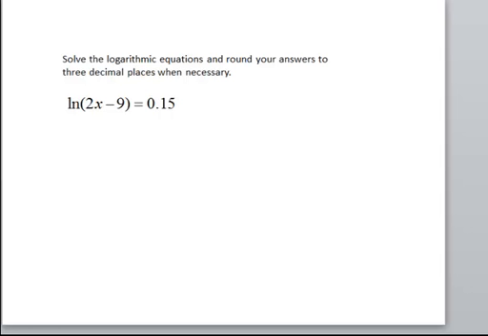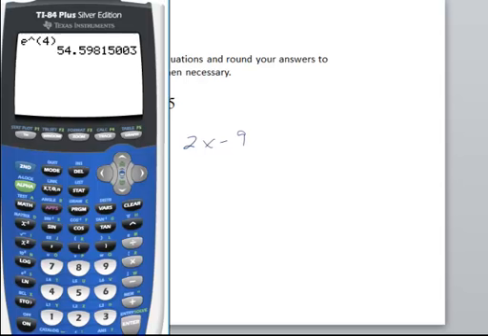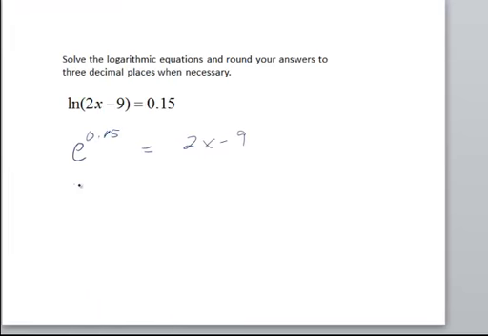So I still have my log is equal to a number. I'm going to use my log rule. So e raised to the 0.15 is going to be equal to 2x minus 9. Now e to the 0.15 is a real number, so let me compute that quantity. I have e raised to the 0.15 gives me 1.1618. So 1.1618. Don't round it off.